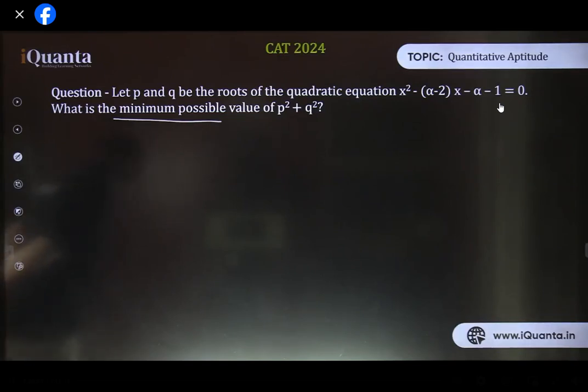Yes, Shaurya, that's correct. 4 times b square plus c square is always positive. It can be 0 also, Shaurya, if both b and c are 0 in case.